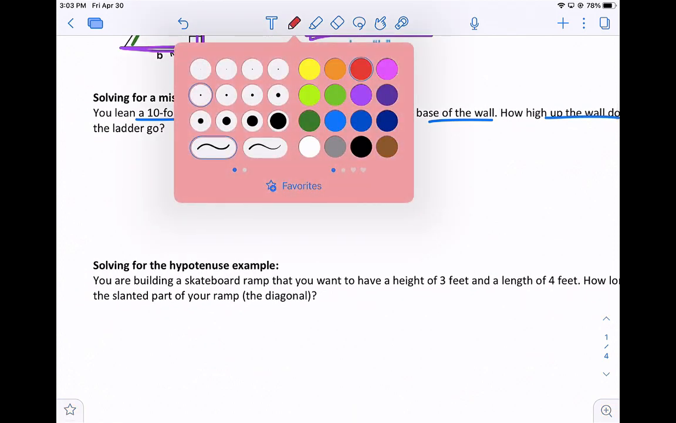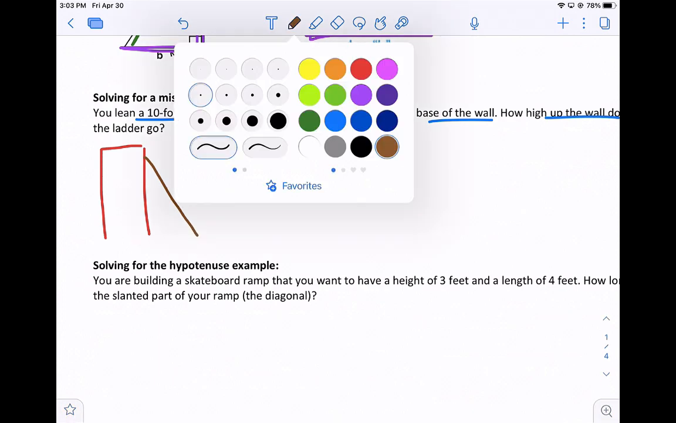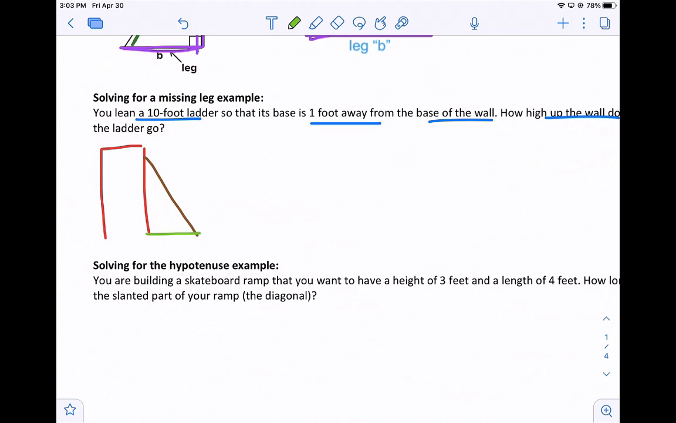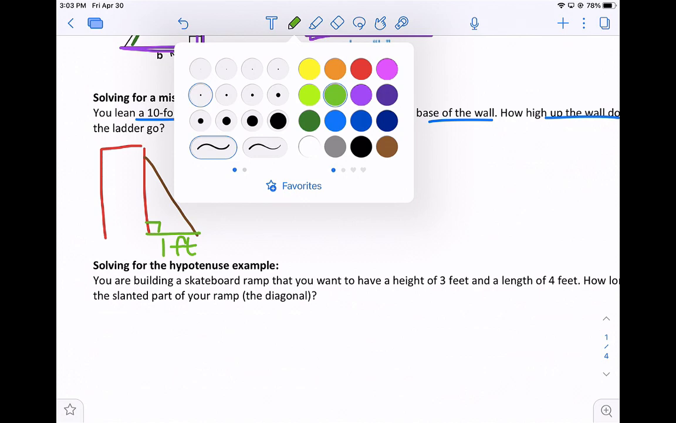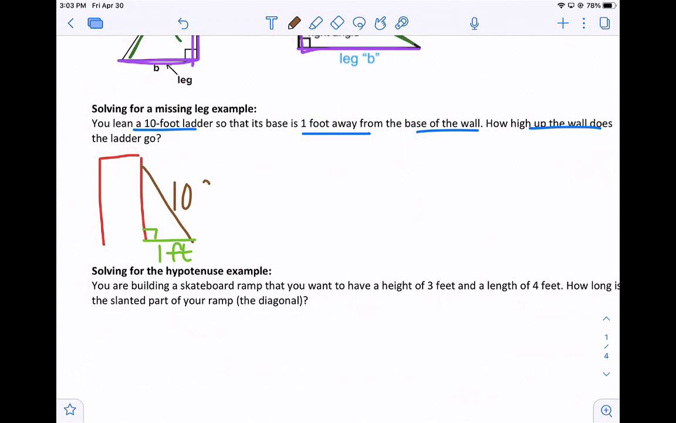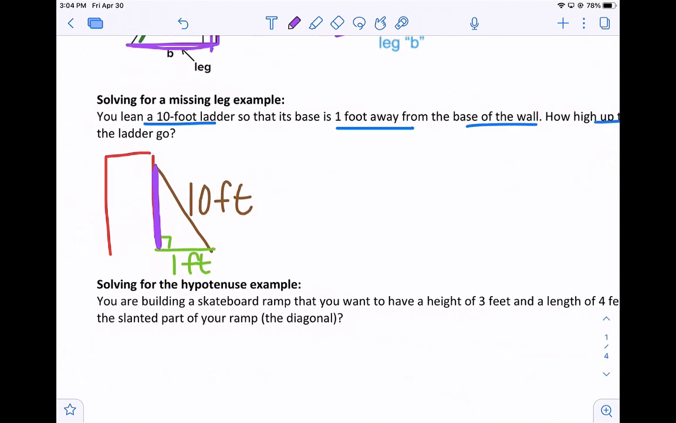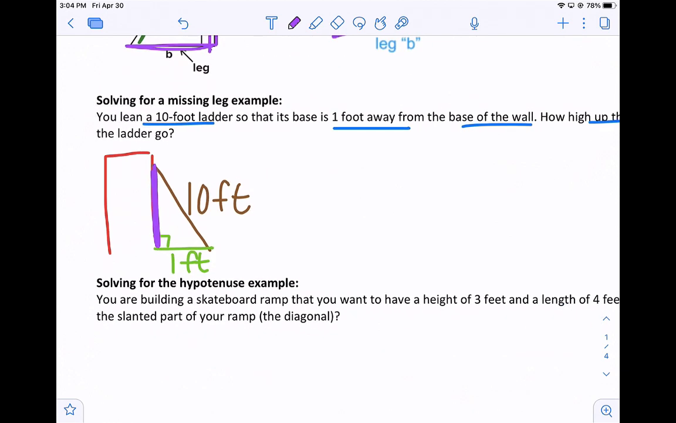Okay, so here's my wall, and we'll make my ladder here. Ooh, the ladder's only 1 foot away from the wall. Okay, so here's my right triangle. So it's 1 foot away from the wall. The ladder is 10 feet. And we want to figure out this distance. How far up the wall does the ladder go? Right here.